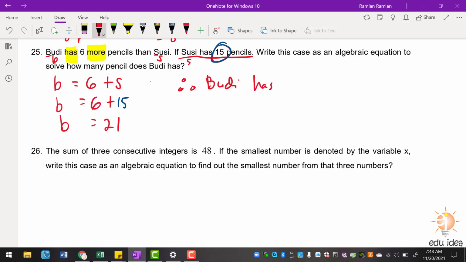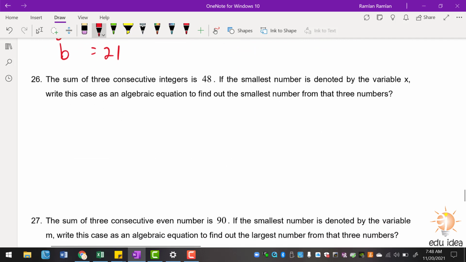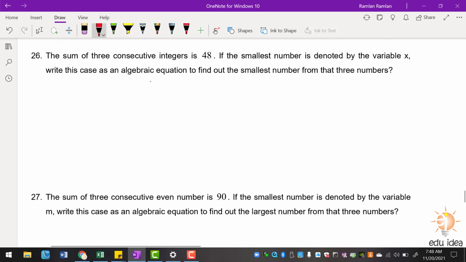21 pencils. Okay. The next question, number 26. The sum of three consecutive integers is 48. If the smallest number is denoted by the variable x, write this case as an algebraic equation to find out the smallest number from those three numbers.